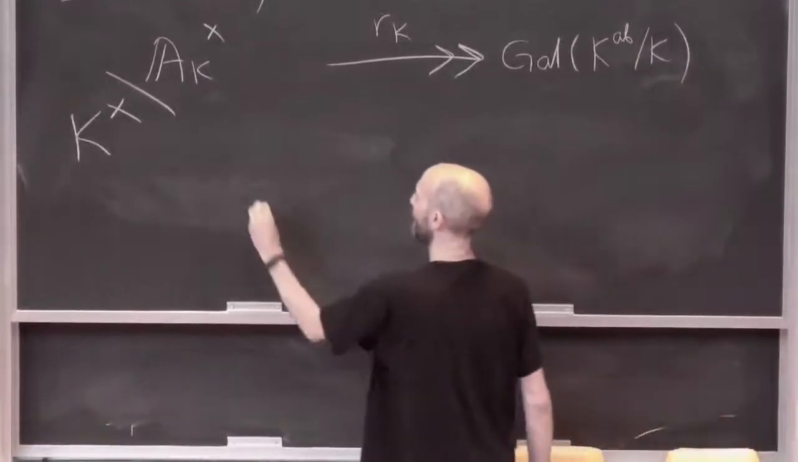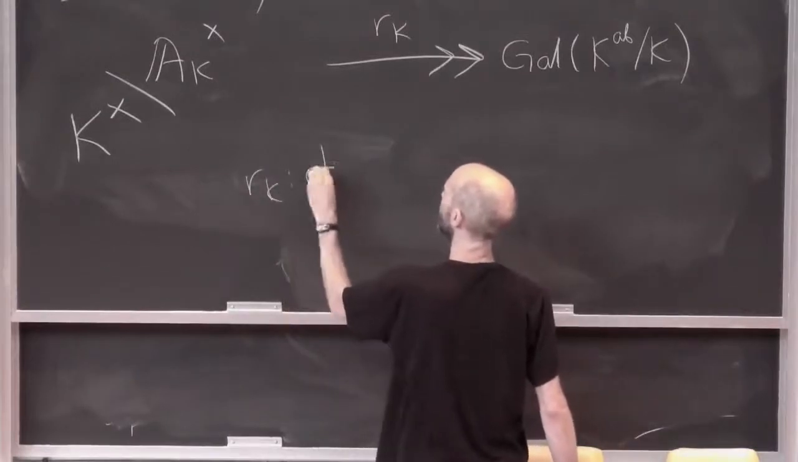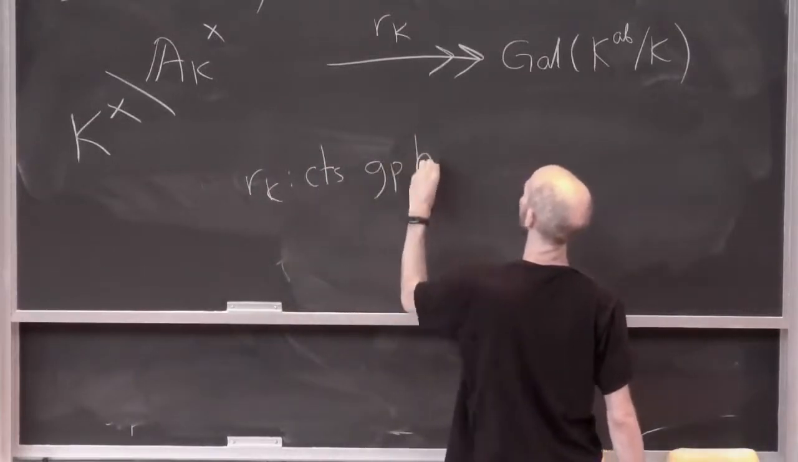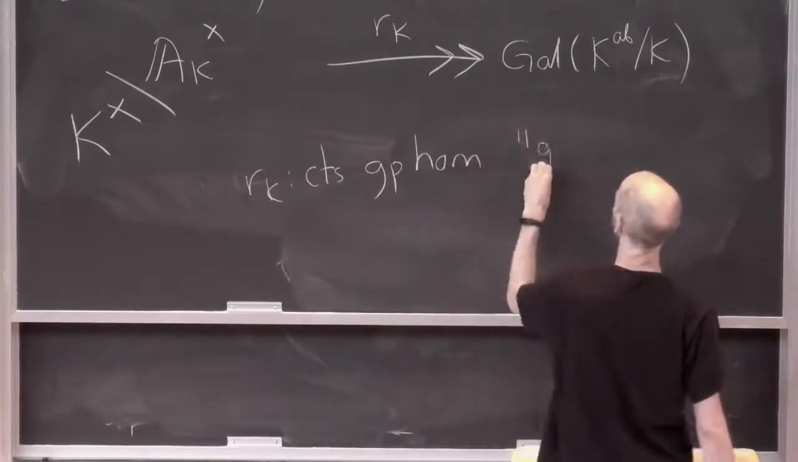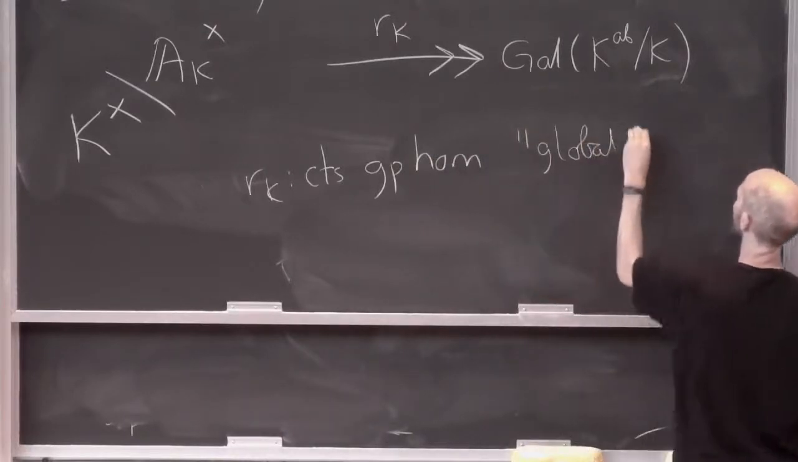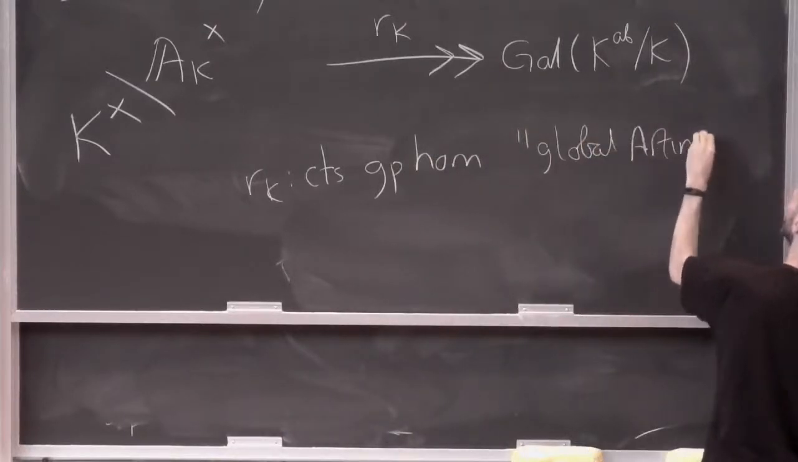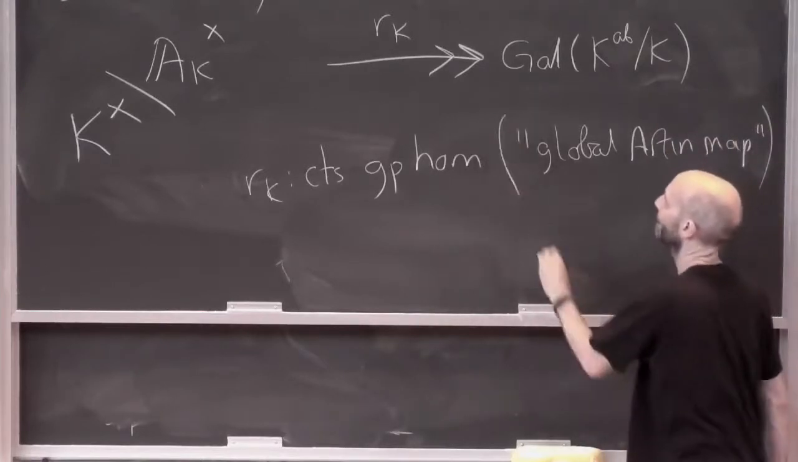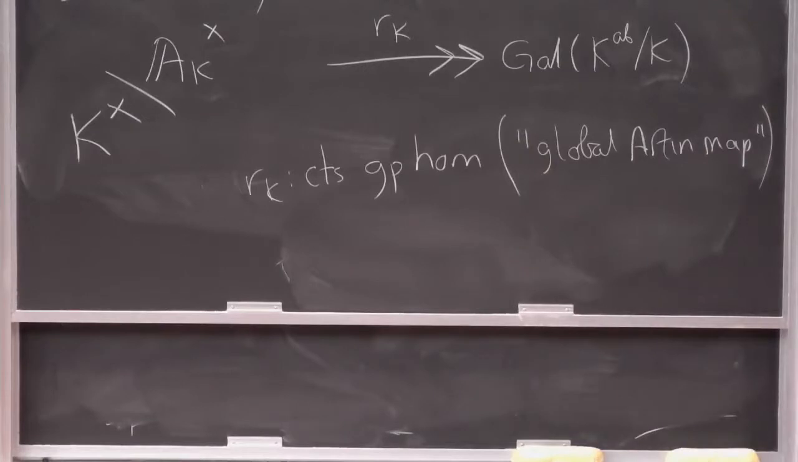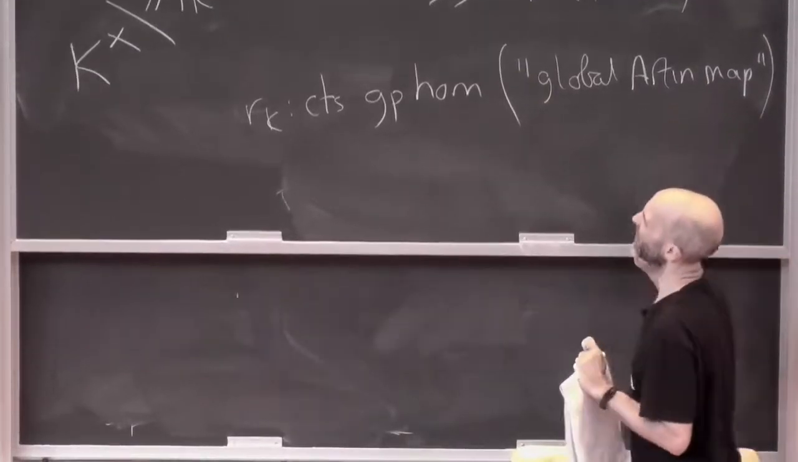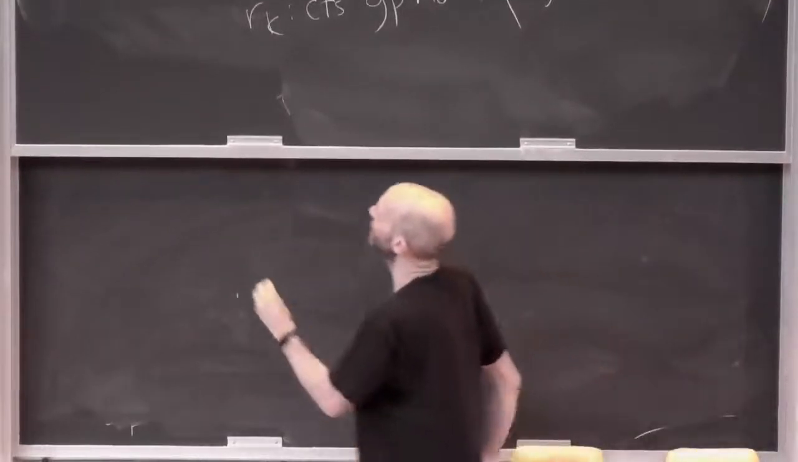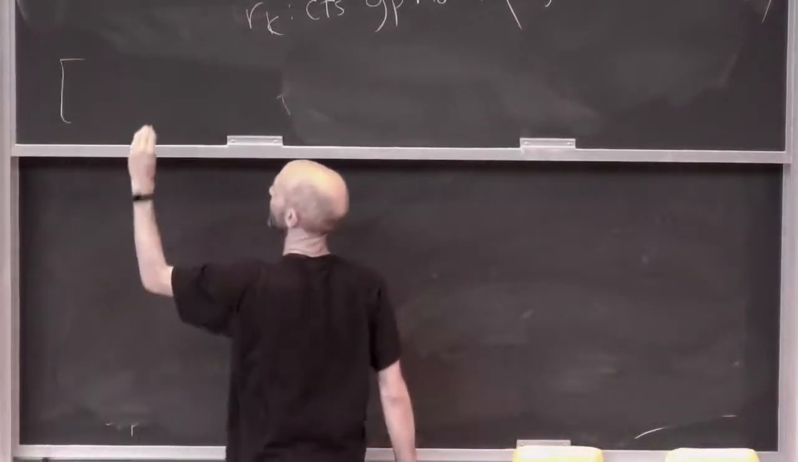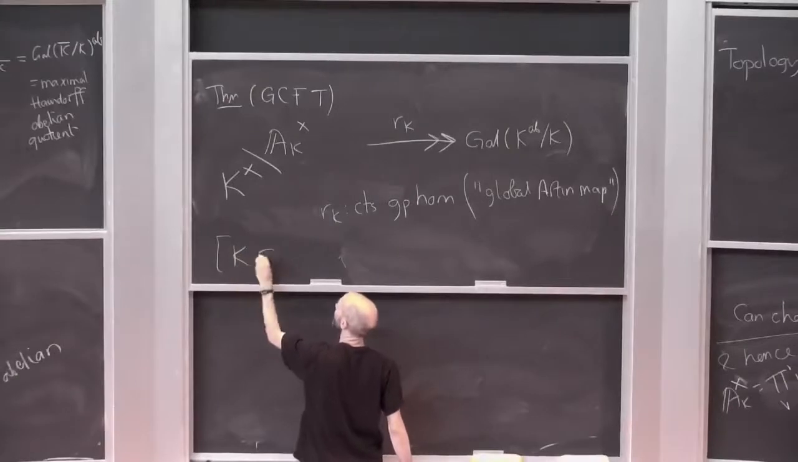So R_K, a continuous group homomorphism, right? It's called the global Artin map. It's a continuous group homomorphism, and maybe I should say a little bit about the left-hand side. Maybe I'll just make the observation that the left-hand side makes sense. Recall that K lived in A_K.